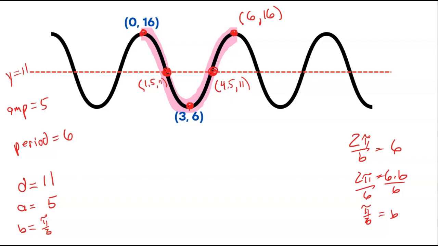Well, that's a cosine function. Cosine functions start at max, end at max. So we're going to have y equals my amplitude, or my a value of 5, cosine, and then we have our b value of pi over 3 times x, and then plus that midline of 11. Pretty cool. So there's the function right there. But of course, there are many other answers. There's many other functions that could create this.